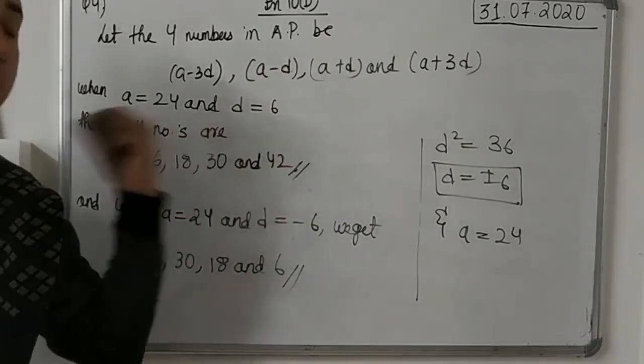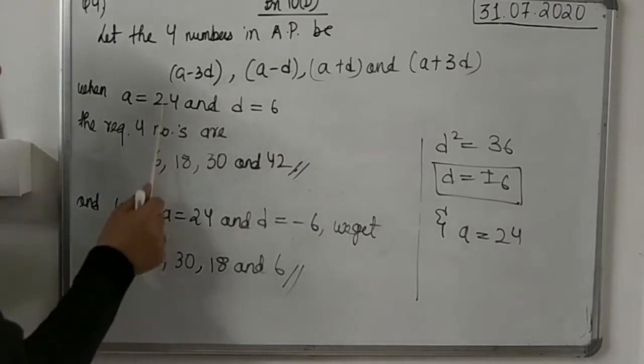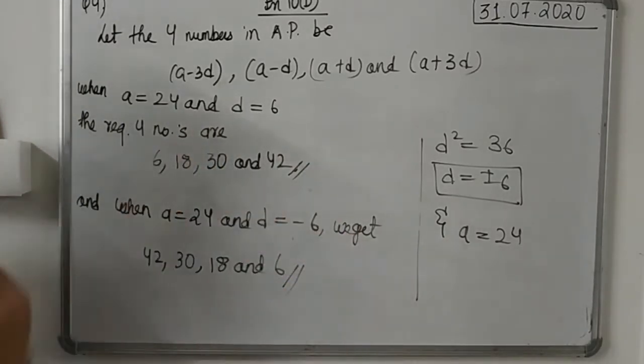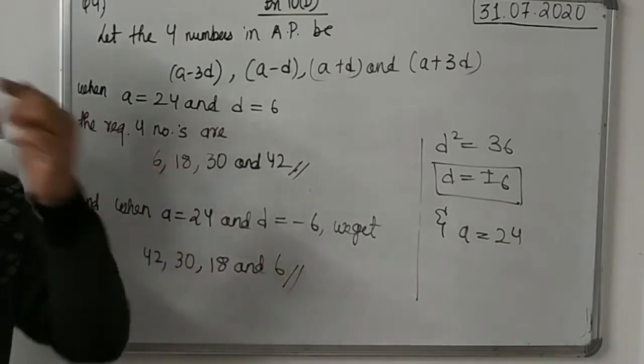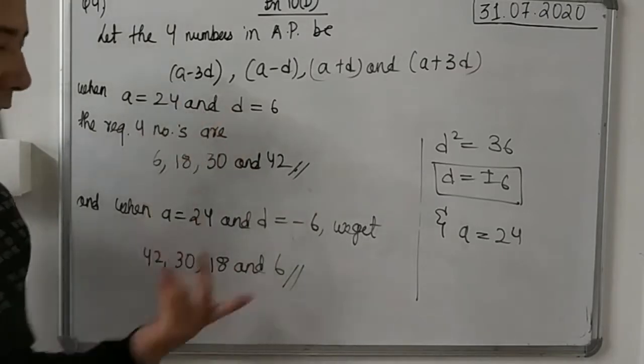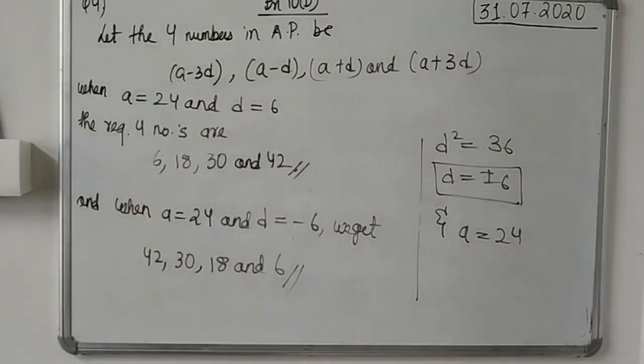So 6, 18, 30, 42. Similarly, when A equals 24 only, but D equals minus 6, put the values out here, you will be getting just the reverse of it, which is 42, 30, 18, 6. Okay, so important type of questions, please note it down and understand it properly.